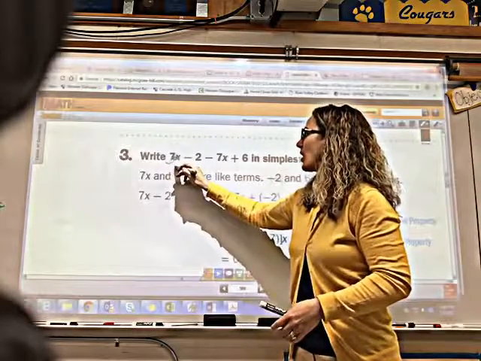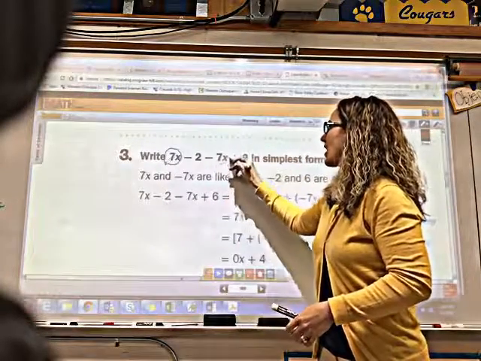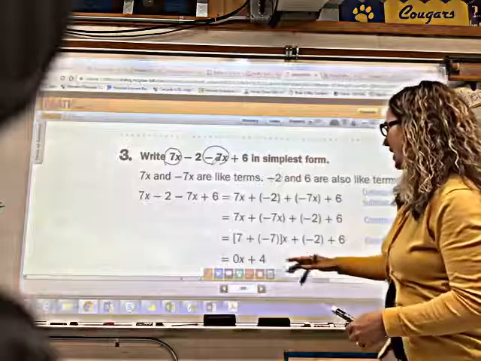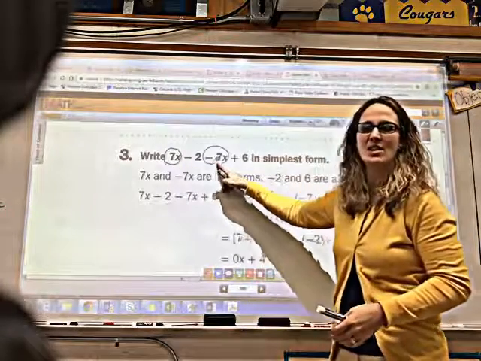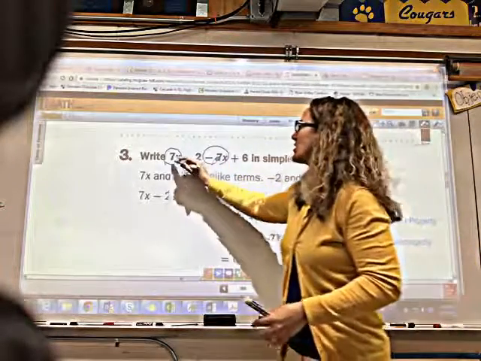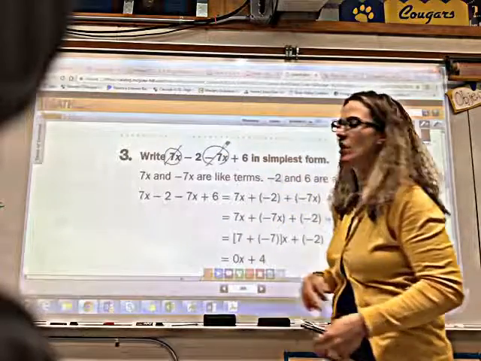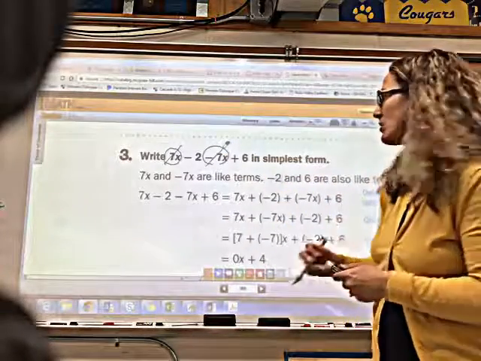So we want to look at what can we combine. I'm looking at my x's. Okay, so I have 7x's minus 7x's. So technically that's going to wipe them out. They're going to cancel because 7 minus 7 would be 0.